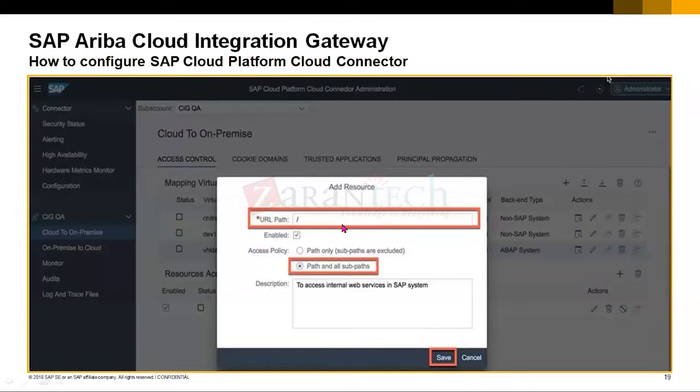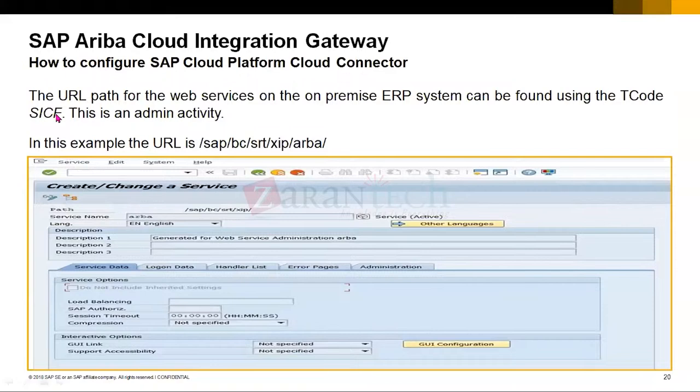But the question is, how do we come to know which URL we have to specify? This information is also clearly given here. You can go to transaction code SICF. Okay, so you can see the URL path for the web services on the on-premise ERP system can be found using the T-code SICF. This is an admin activity, a base system activity. In this example, you can see the URL is something like /sap/bc/srt/xip/rb/arba. This kind of URL is there.